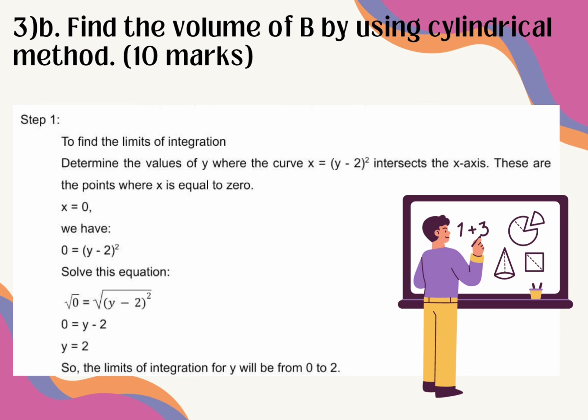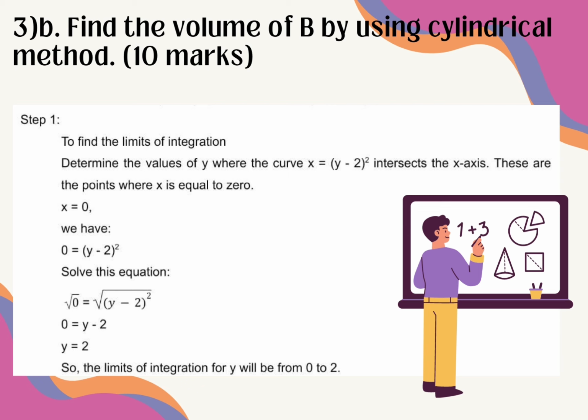To determine the limits of integration for the curve defined by the equation x equals (y minus 2) squared when it intersects the x-axis, to find the values of y where the curve intersects the x-axis, we set x equal to 0 and solve for y. We start with the equation x equals (y minus 2) squared. To find the points of intersection with the x-axis, we set x to 0: 0 equals (y minus 2) squared.